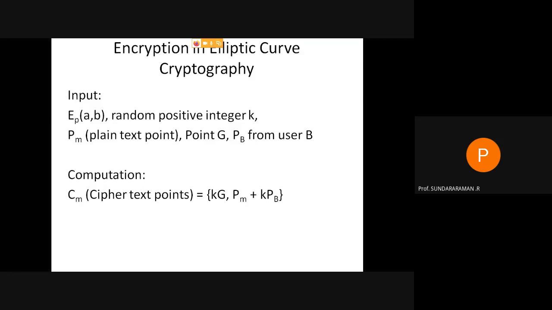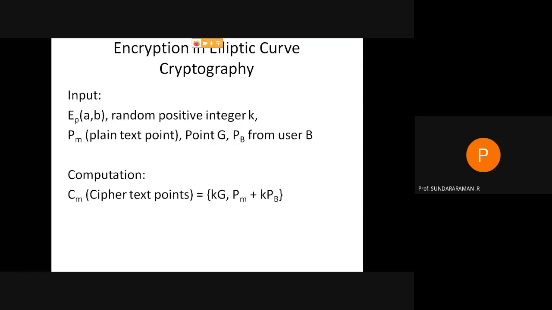Now, you are generating one point using the kG computation, another point using Pm plus k into Pb computation, right? Pm is already a known point, and k into Pb is again a scalar multiplication. So you have to perform one point addition over there. For kG, one point multiplication, that is point doubling or point addition based on the given k value.